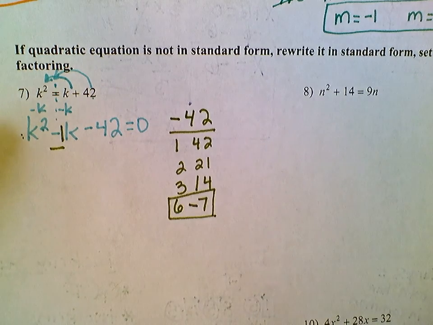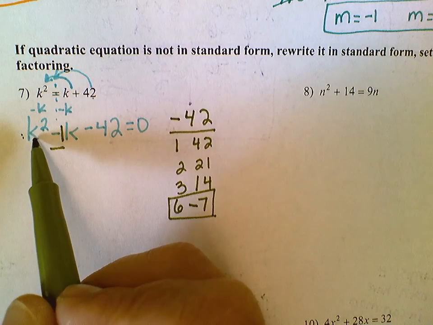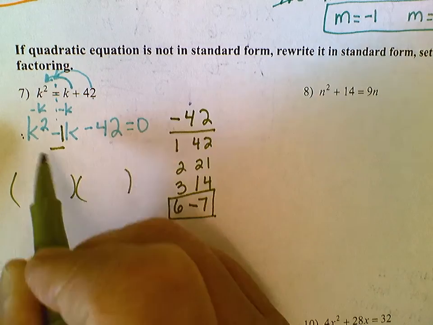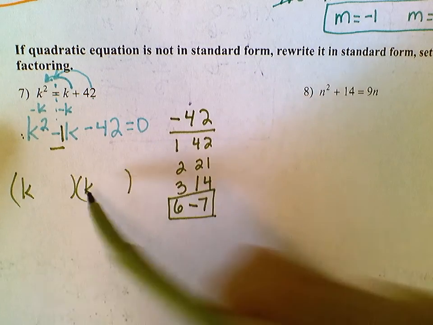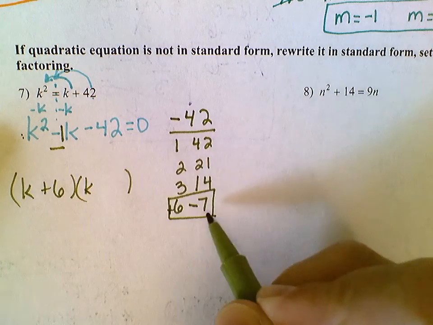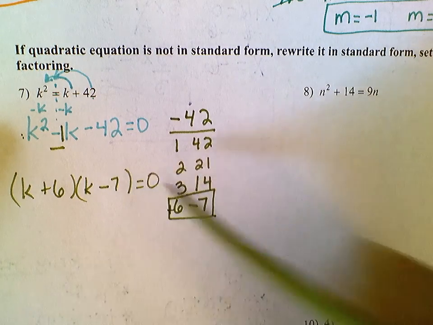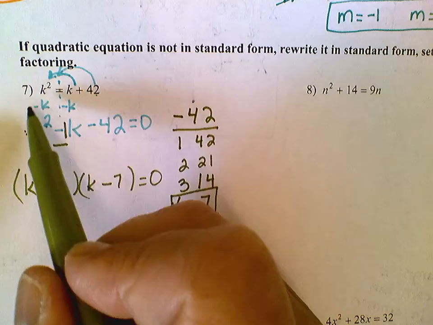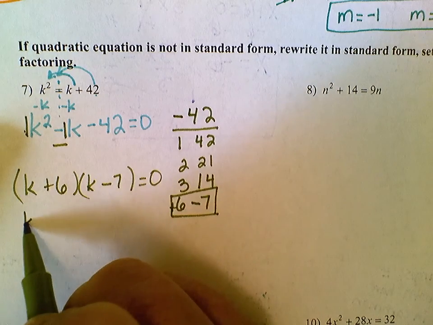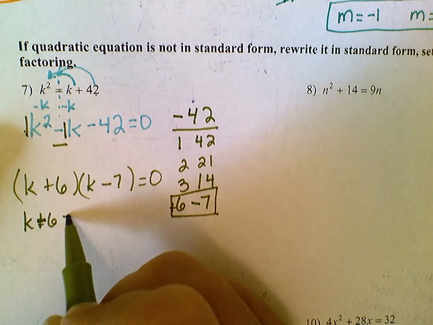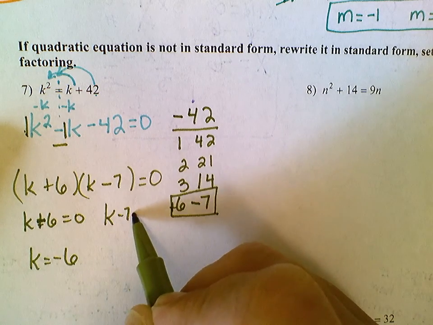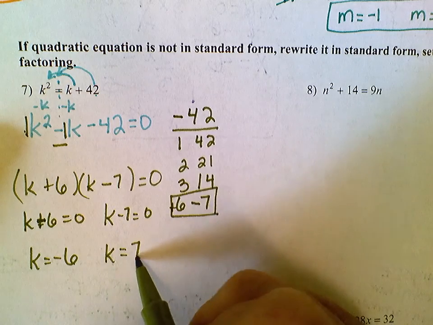This is my pair. So here's my shortcut. When you have a leading coefficient of 1, you can take that k squared and split it up into two sets of parentheses, put the positive 6 in one and the minus 7 in the other, and that's the shortcut. That only works when you have a leading coefficient of 1. So setting each one equal to 0, I get k equals negative 6. Setting this one equal to 0, I get k equals 7.